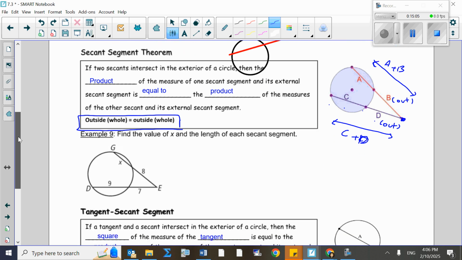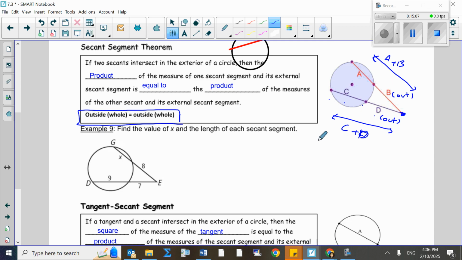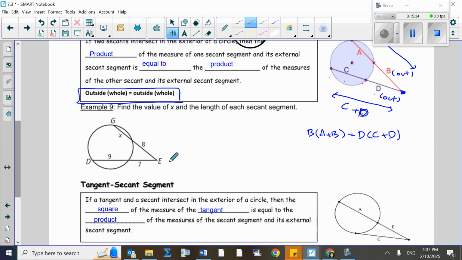So the whole formula is going to be the product of these. That means you're going to write B, that's the outside, times the whole, that's A plus B. And then D, which is outside, times the whole, which is C plus D. So that's the formula that you can use for this kind of problem. So here I have one example, two secant lines. They're coming from one point. They're basically crossing each other at one point.